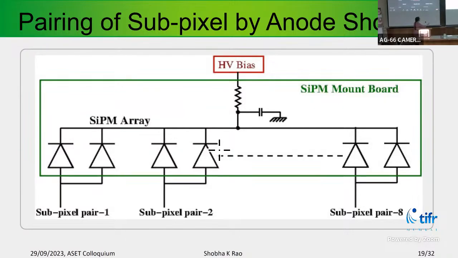So this is the arrangement we have done. What you see here is 1 pixel, and when I say 1 pixel, it has 16 SiPMs. Two neighboring SiPM anodes are shorted. And this is how the biasing is done.